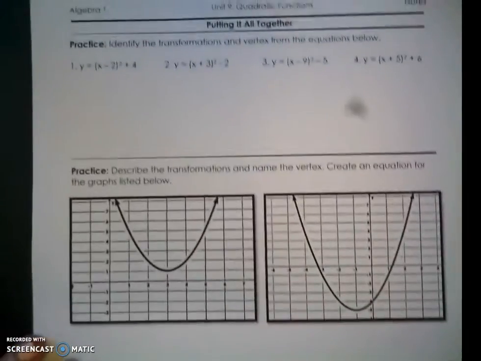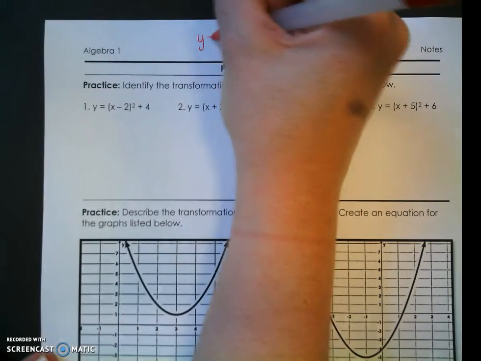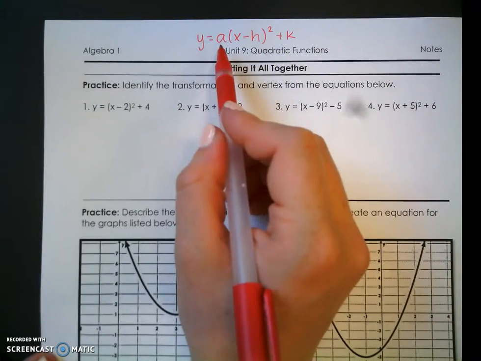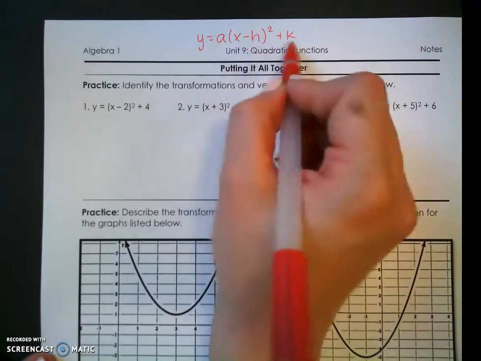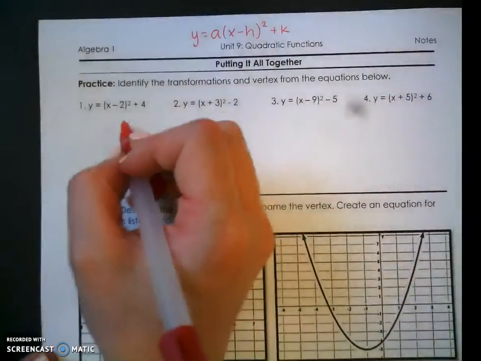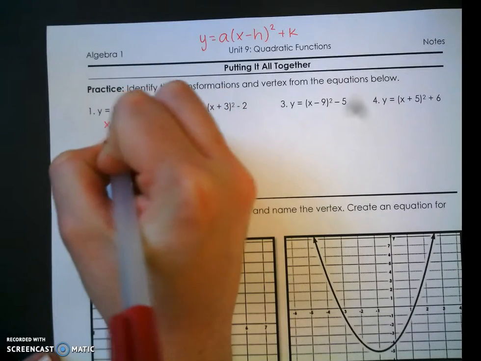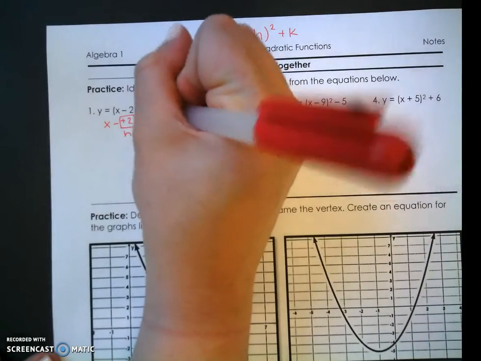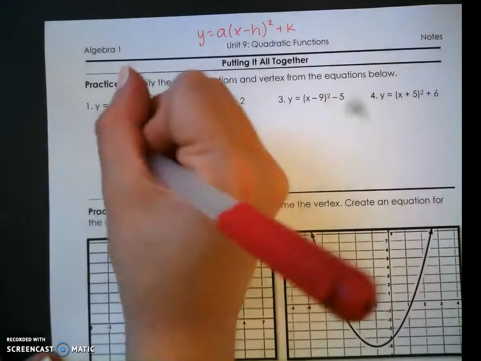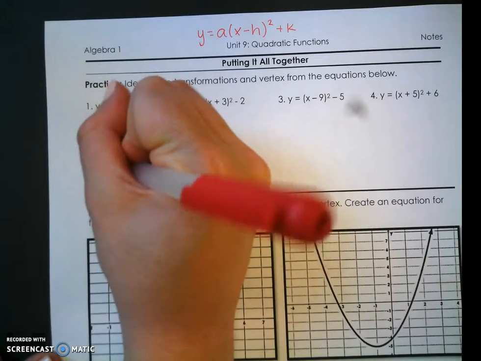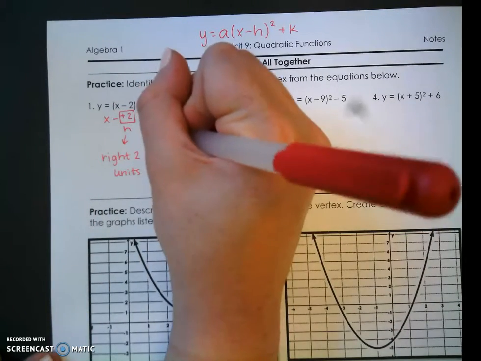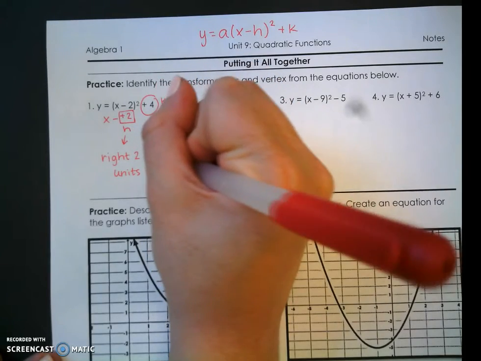And the last thing we did was we kind of put everything all together. So if we remember, we're going to have a times x minus h squared plus k. We didn't talk about a yet. We're going to get to that tomorrow. Today was just all about h and k. So if I look at this, x minus 2, that's x minus a positive 2. So that's my h is a positive 2. And my k is a positive 4. If h is positive 2, that tells me that we are going right 2 units. And if k is positive 4, that tells me that we are going up 4 units.